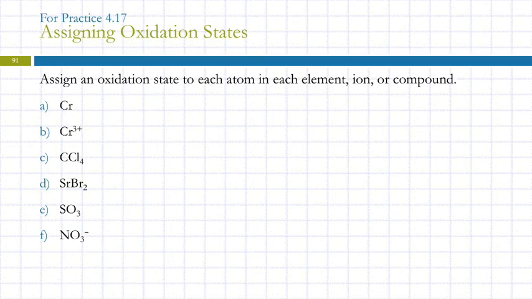Assign oxidation states. You assign an oxidation state to each atom. Each atom has its own oxidation state. Well, in the first one, there's only one atom. It's a chromium atom. What's its oxidation state? What's its charge? Does it have a charge here? No. It's written as an atom, right? So its oxidation state is the same as its charge, which is 0. Here we have the same element, but chromium with a 3+ charge. This is a chromium ion. What's its oxidation state? +3. It's the same as its charge.